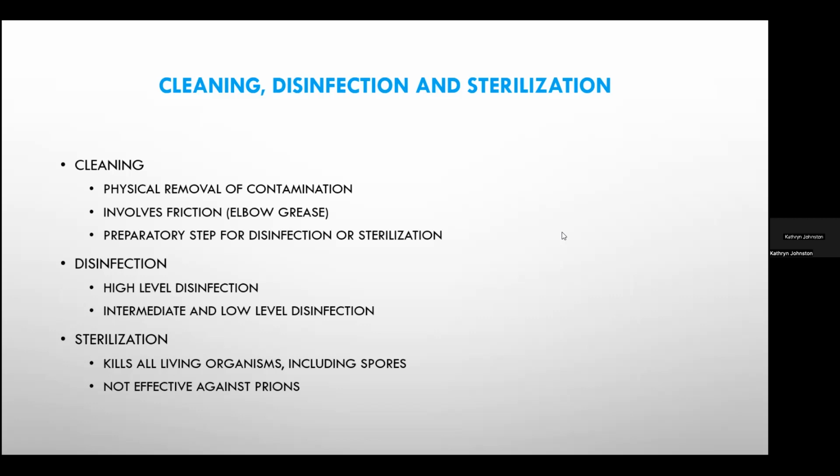And critical articles that require sterilization are instruments that come in contact with cavities or including the vascular system. And these articles pose a high risk of infection if they're contaminated with microorganisms. So this would be items such as surgical instruments, cardiac probes, catheters, and prostheses.